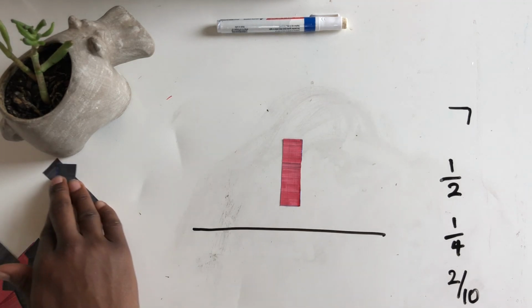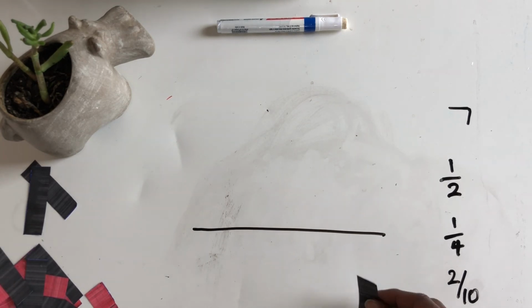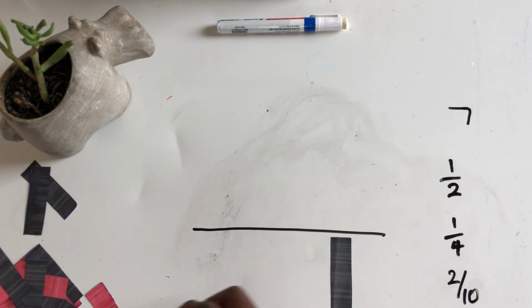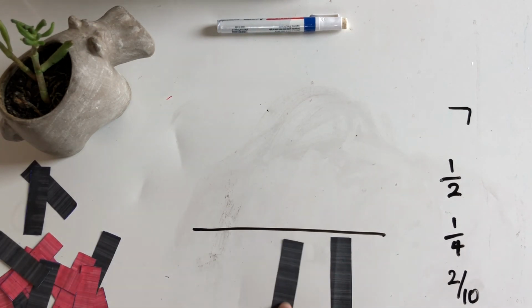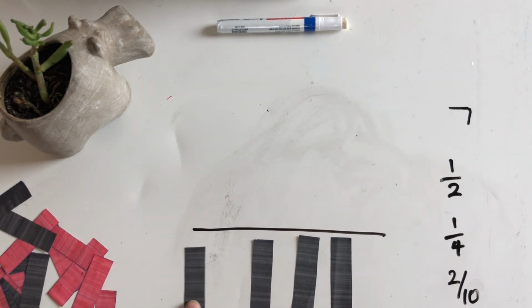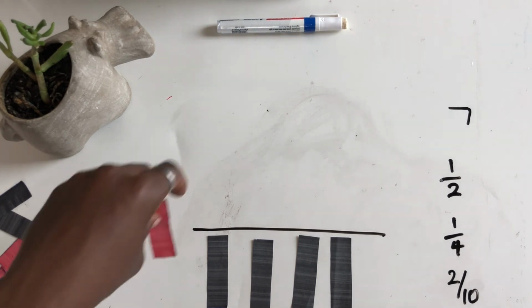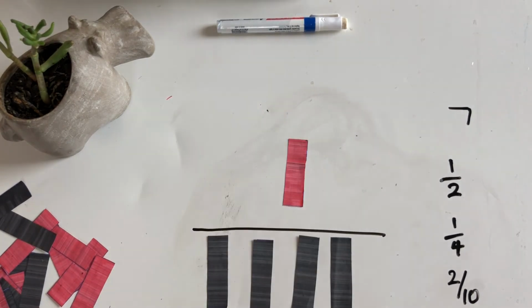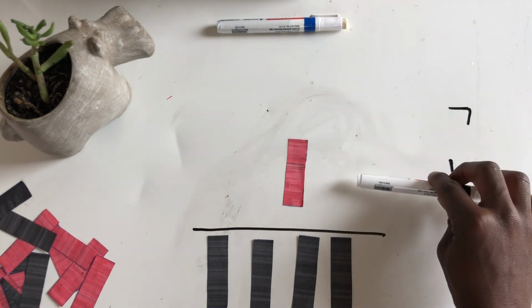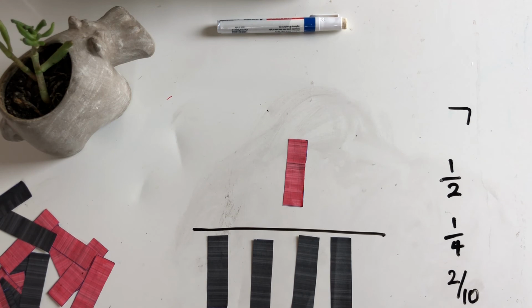Now let's look at another one. The next one says that it is a quarter. Okay, and this time we will start with the denominator. The denominator says there is 4, so 1, 2, 3, 4. Okay? And we have one from there. So it is 1 over 4. Okay?